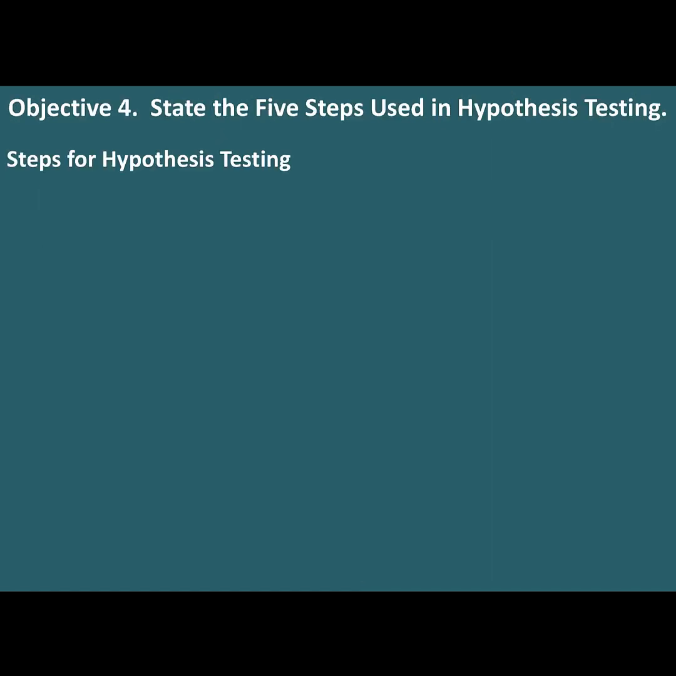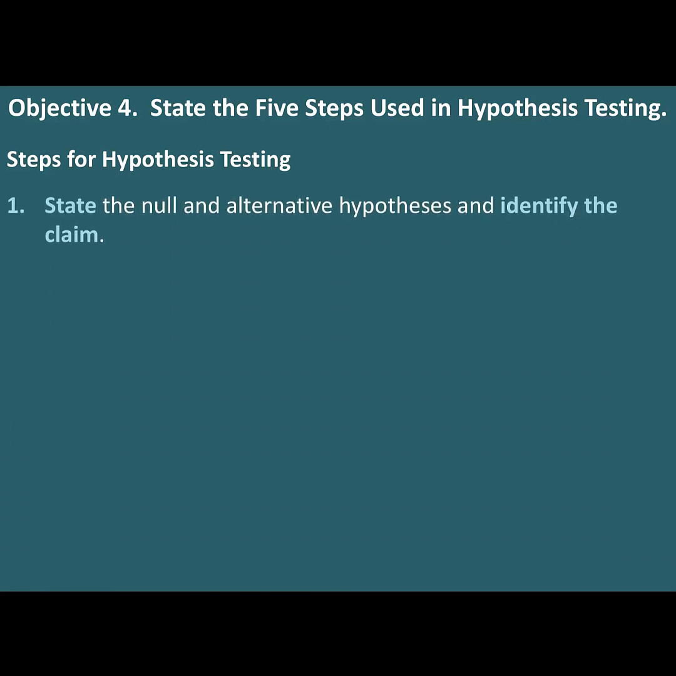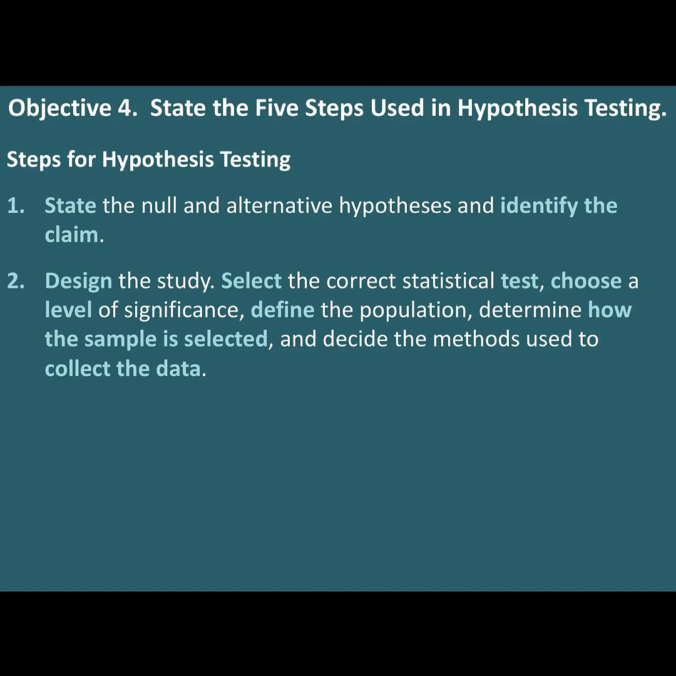Now let's look at the steps for hypothesis testing. The first step will be to state the null and alternative hypotheses, then identify the claim. We did this earlier with several examples in stating the null and the alternative hypotheses. Next will be to design the study, select the correct statistical test, choose a level of significance, define the population, determine how the sample is selected, and then decide the methods used to collect the data.